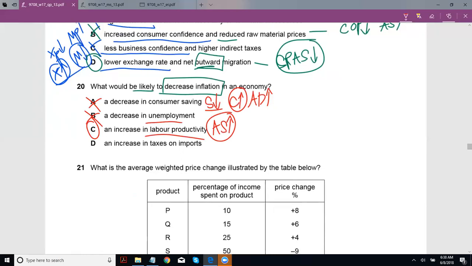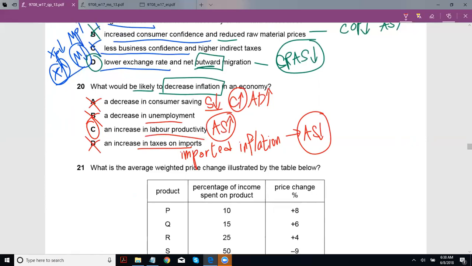That's fine. An increase in taxes on imports, well, that could cause what we saw as imported inflation, especially if you're importing your raw materials from abroad. So costs of production go up, aggregate supply goes down, and that obviously increases your price level. So you would conclude with C.